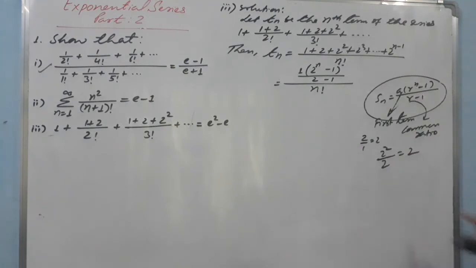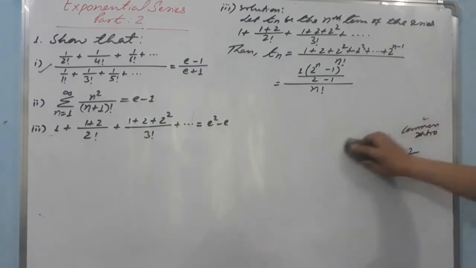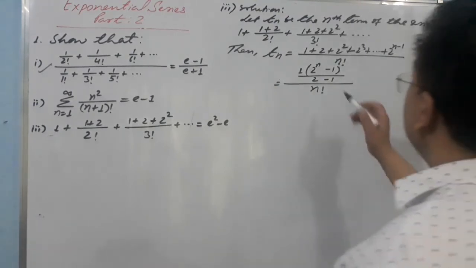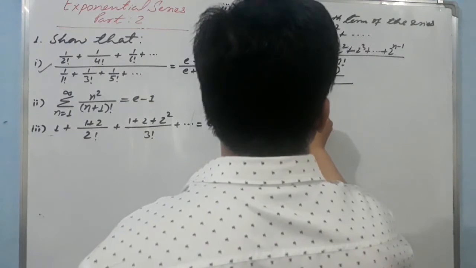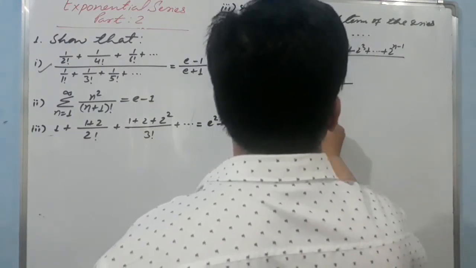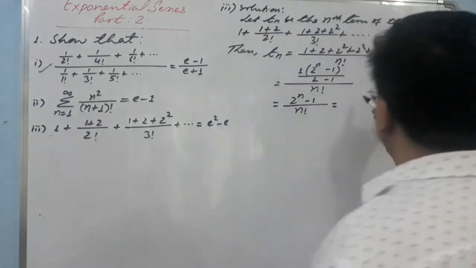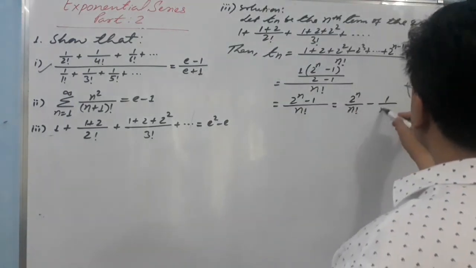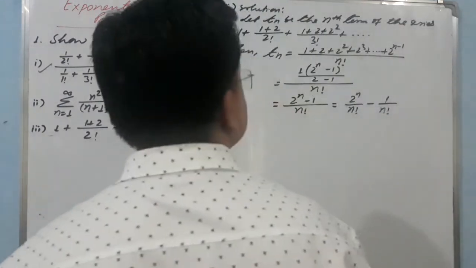Which formula have we applied here? This one. I'm going to erase it, I need space here. 2 minus 1 is simply 1. Here you will get 2 raised to power n minus 1 over n factorial. You can write it as 2 raised to power n over n factorial minus 1 upon n factorial. This is Tn.